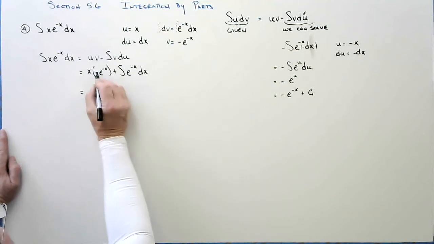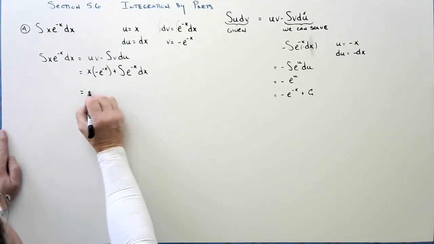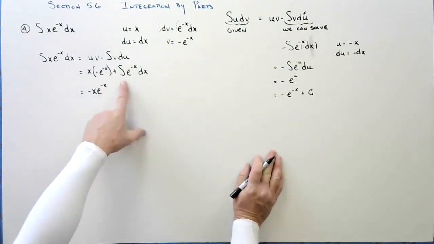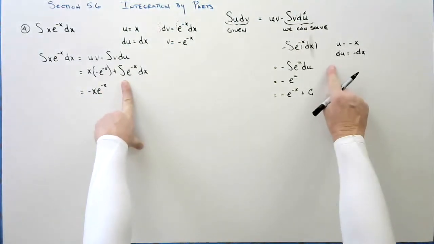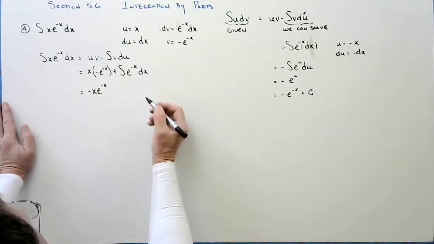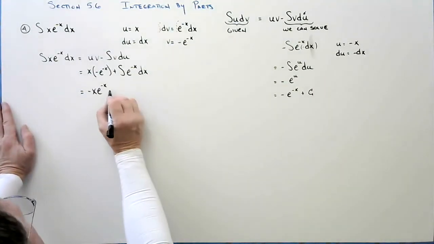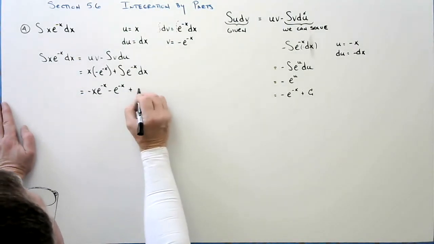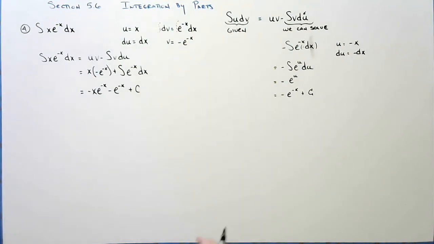So what do we have now? Minus e to the minus x times x is minus x e to the minus x. We just did this integral right here using u sub, or we did it here in our heads. We know the integral of e to the minus x is minus e to the minus x. And then we add our constant plus c, and we're done with number 4.